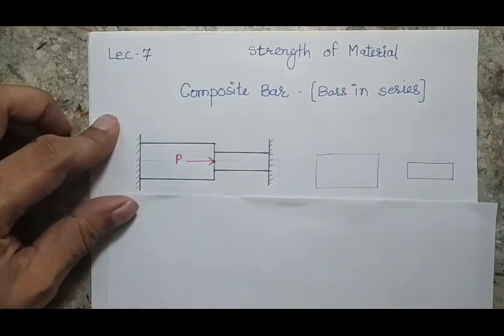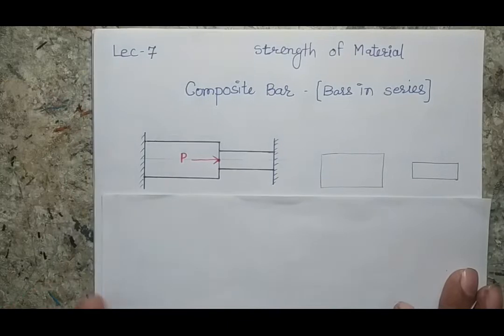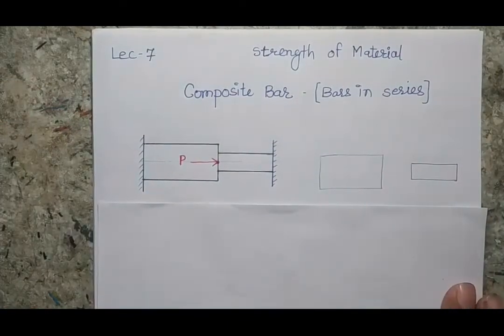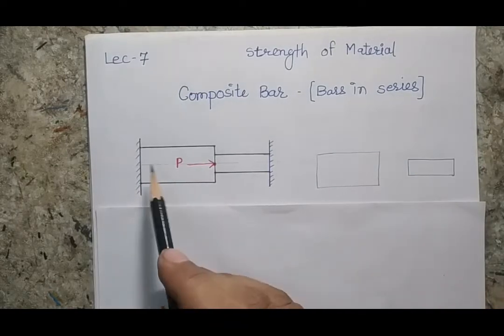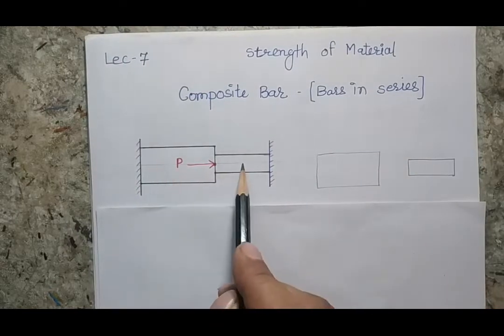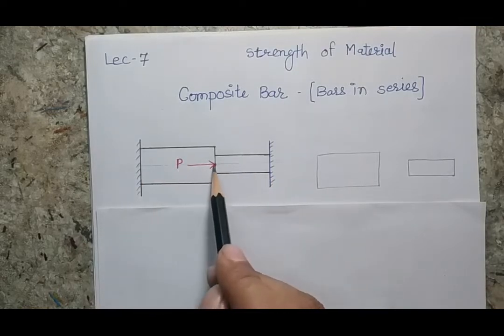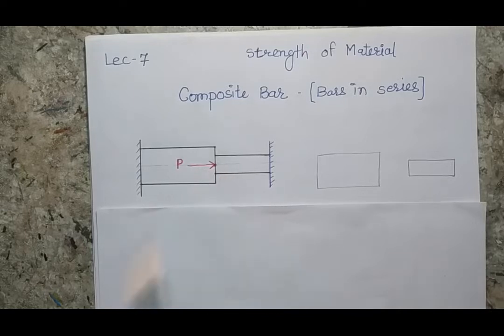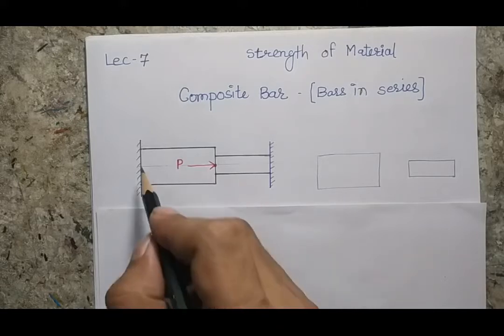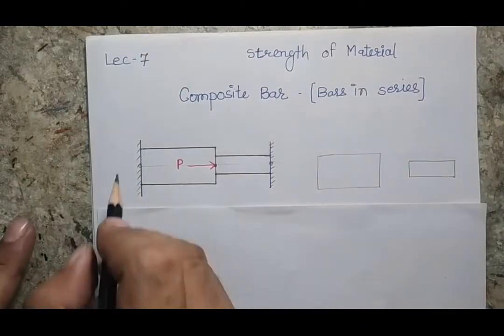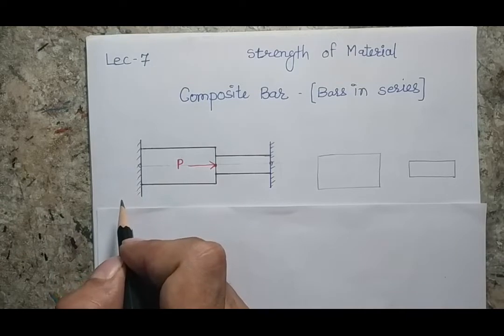So here I am showing you one picture. It is a very typical problem. You can find this problem in all the books of strength of material. Here there are two bars, 1 and 2. Both ends are fixed ends and I am applying a point force P at the junction of the two sections. Now I am interested in finding the reaction at these two ends as well as the stresses in the two bars.